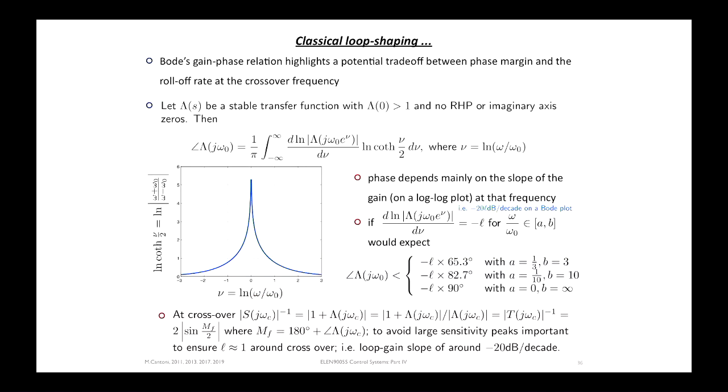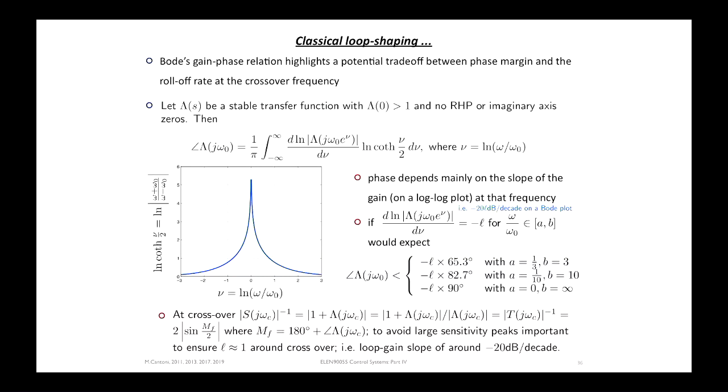All right, so it's telling you that the phase at a given frequency depends a lot on the slope around that frequency. And if you work out what this integral is and say, well, if I denote the slope at a given frequency by minus L, then this is giving you bounds on the phase. So this is called Bode's gain phase relationship. And the key thing to take away is not the details of this, that's not what I'm trying to get across. I'm trying to get across the fact that there's a relationship between the slope and the phase.